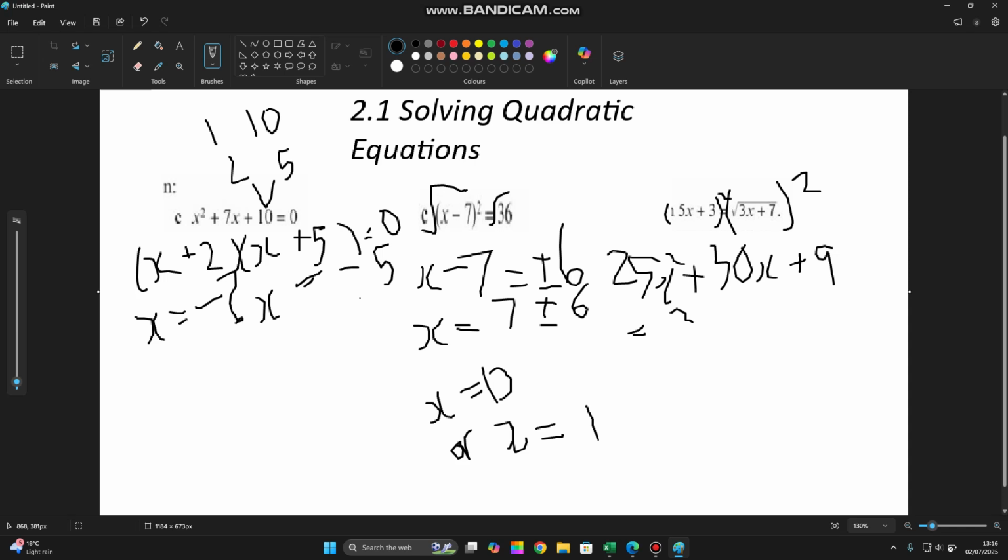so you just get 3x plus 7 on its own. Now, to solve it, we can move the 3x plus 7 onto the other side. Basically, we want to get all the x's on one side. So we get 25x squared, and then we do 30 minus 3x, which is just plus 27x, and then we do 9 minus 7, which is 2. So 25x squared plus 27x plus 2 equals 0. Now this is the hard one where we have a number that's not 1 as the a term.